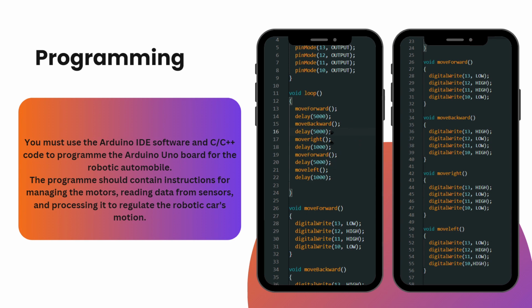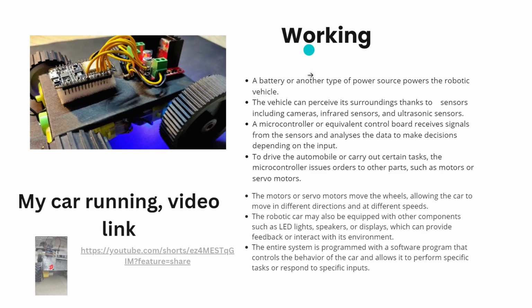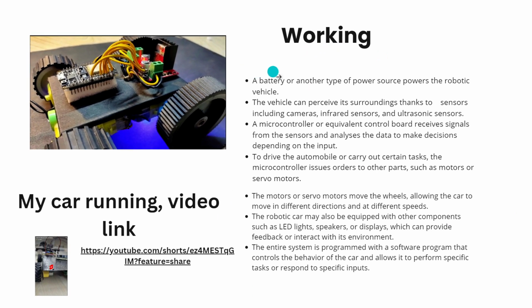Okay. Now moving forward, this is the working. A battery or another type of power source powers the robotic vehicle. The vehicle can perceive its surroundings thanks to the sensors, including a camera. We will definitely use them in our further projects.